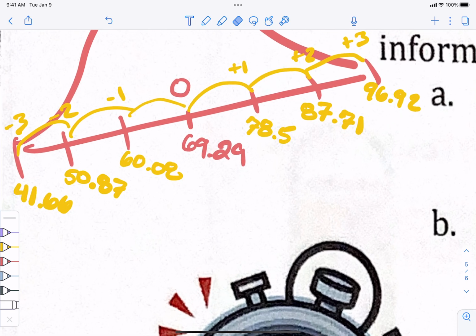You still can't see those numbers? You want me to read them to you? I don't know if I should have used yellow. So A is just 60.08 to 78.5. Yep, very nice. This is asking for 68%. Oh, within one standard deviation. Yeah, exactly.